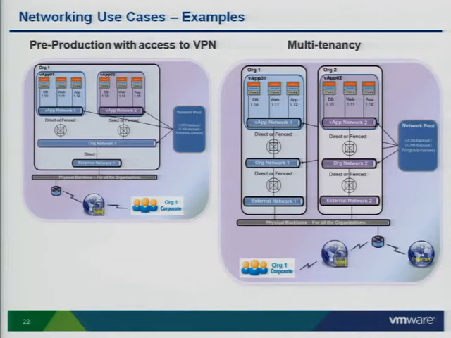So for VPN, you need to have a separate external network for Org1. If Org2 needs VPN, they need to have a separate external network. Similarly, with the internet, we've created this as a best practice, where we say every customer needs to have their own external connection, even for internet.